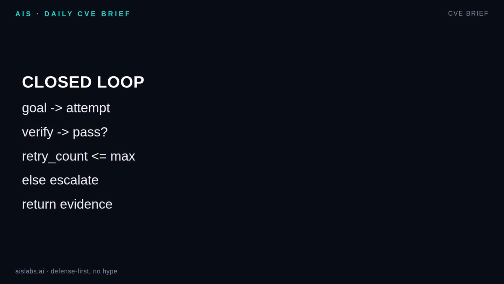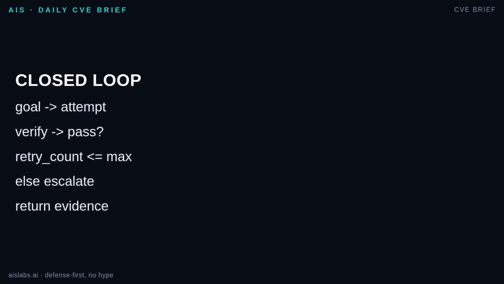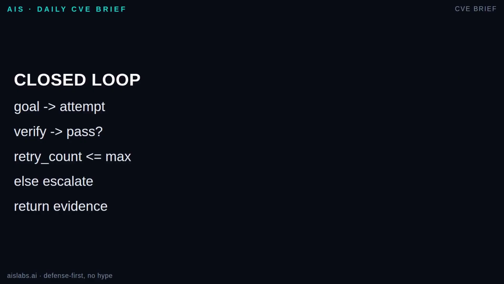Mechanically, the loop is small. Start with a goal and a stop contract. The agent makes 1 attempt. A verifier checks the attempt against the contract. If the verifier returns pass equals true, the loop stops and records evidence. If it returns pass equals false, the orchestrator checks the retry count, the budget, and any escalation flags.